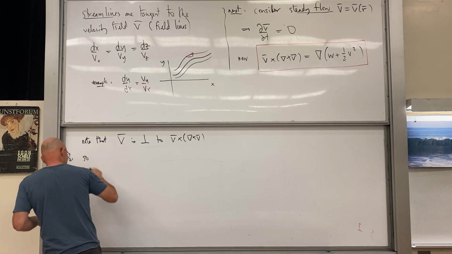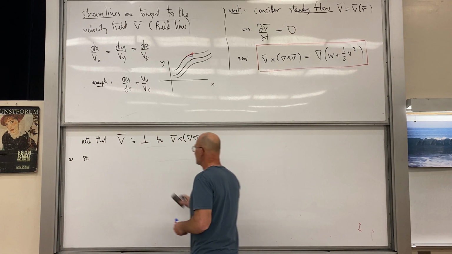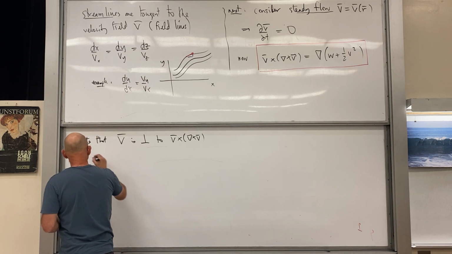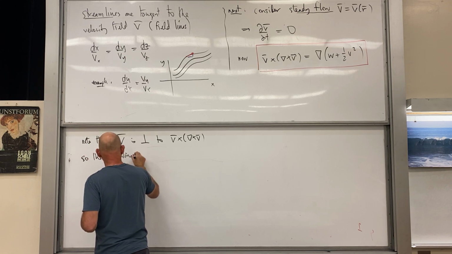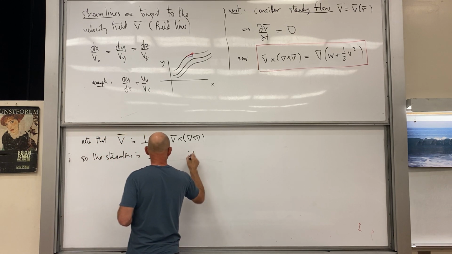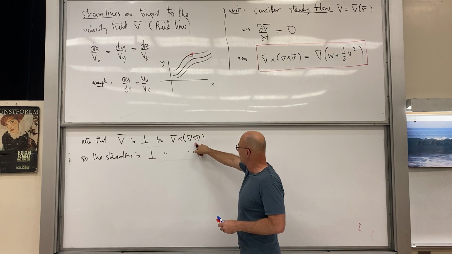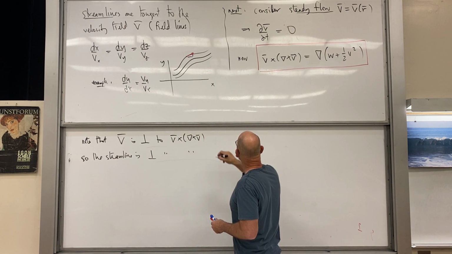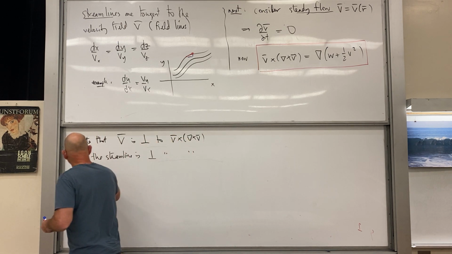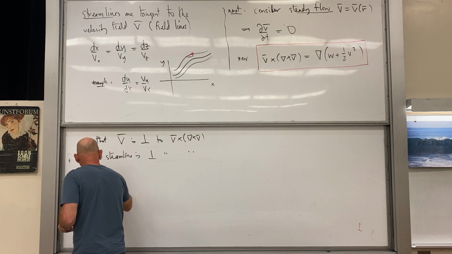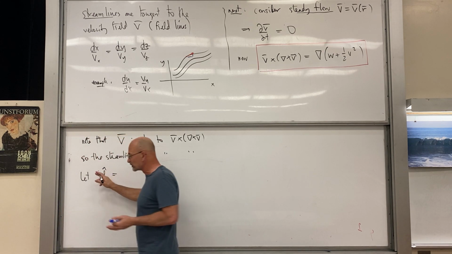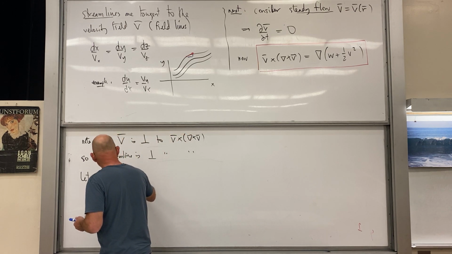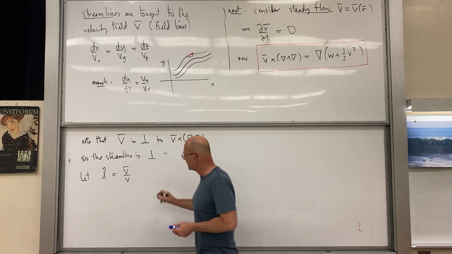And so the streamline is perpendicular to V cross curl of V. And so what that means is, if we let L hat be parallel to a streamline, so L hat is equal to V over V, I've got a unit vector at some point.